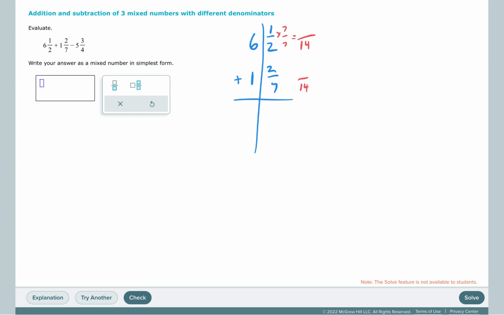And if I multiply by 7 over 7, I get 7/14. Multiply by 2 over 2, I get 4/14. 7 and 4 is 11. And 6 wholes plus 1 whole is 7. So now I'm ready to do my last part of the problem, which is subtracting 5 and 3/4.